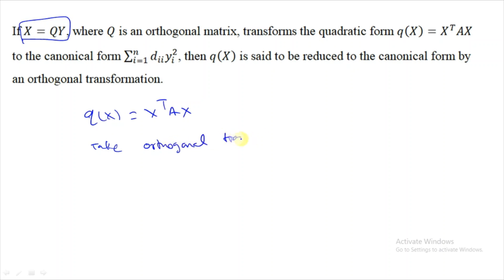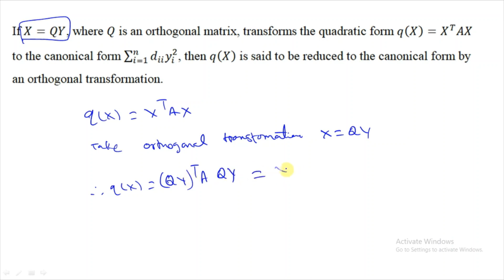Orthogonal transformation. Take x equal to Qy, therefore Q of x equal to x is Qy. Now substitute here: Qy transpose A x is Qy, the same as, if we expand this, y transpose Q transpose A Qy.